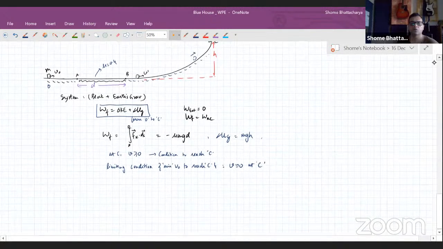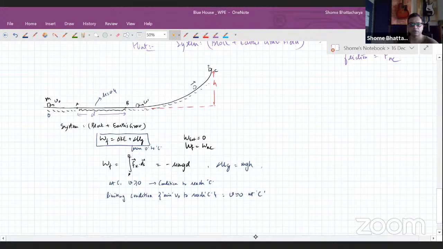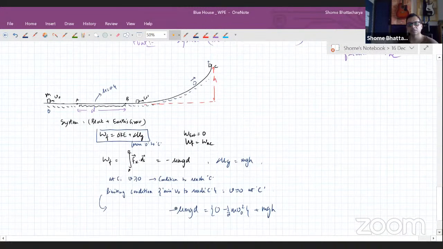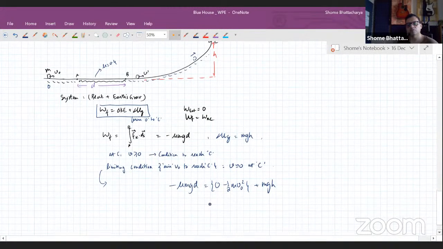So it just momentarily stops at the point C, reaching that point. That is the limiting condition. So we apply this limiting condition. We have work done by friction, minus mu mgt, is equal to change in kinetic energy, that will become 0 minus half mv naught square, plus change in gravitational potential energy, mgh. So we have the condition that half mv naught square should be equal to mgh plus mu mgt.